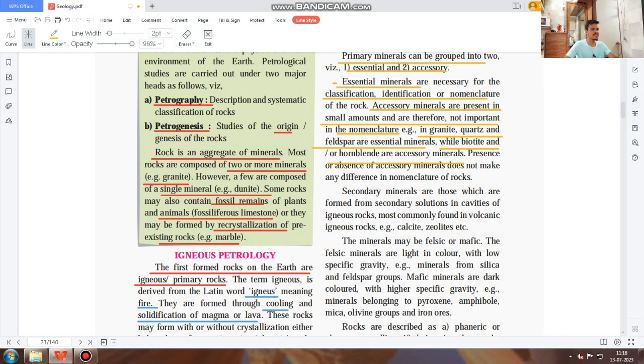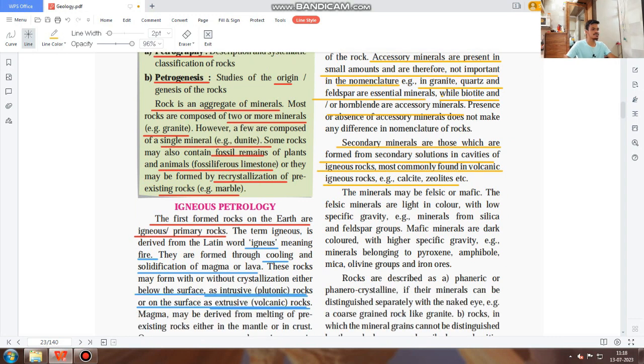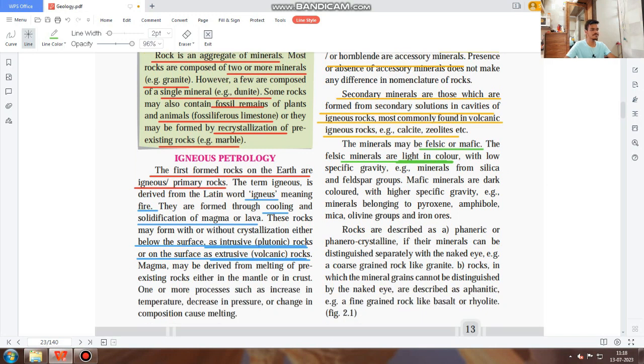Okay, now there's another thing of secondary minerals given here. Secondary minerals are those which are formed due to secondary solutions in cavities of igneous rocks or volcanic rock. Example calcite and zeolite. So whenever there are some holes present in the rock, secondary minerals take their position. Okay, now minerals can be felsic or mafic. Now what is felsic and mafic? Felsic are light colored minerals. What I'm underlining, you have to remember, because this can be asked in your college exams also, with low specific gravity. Example minerals from silica and feldspar group.